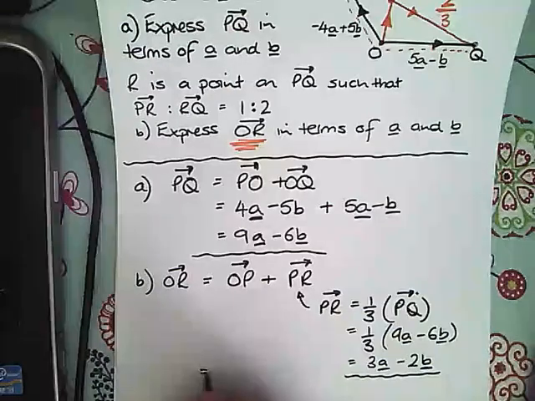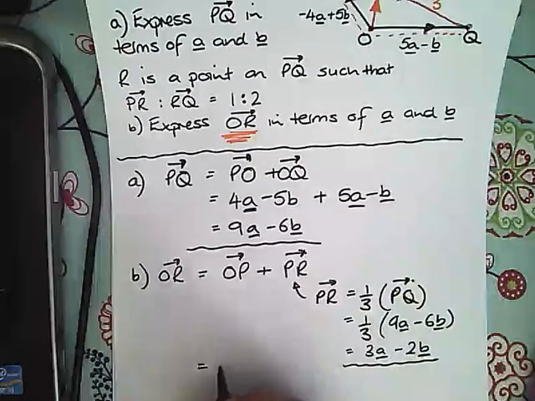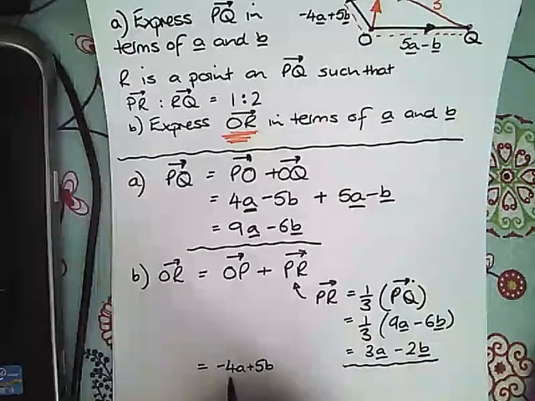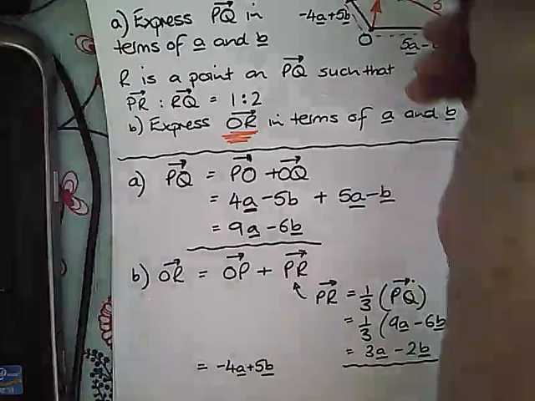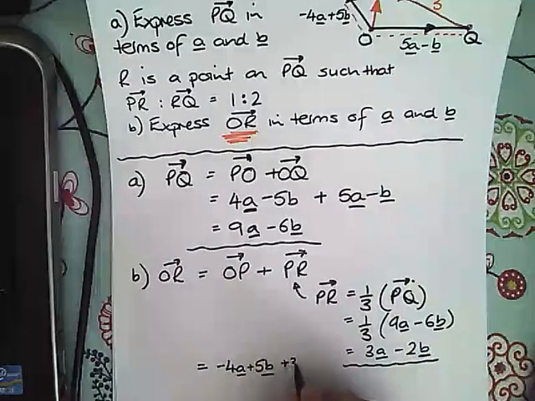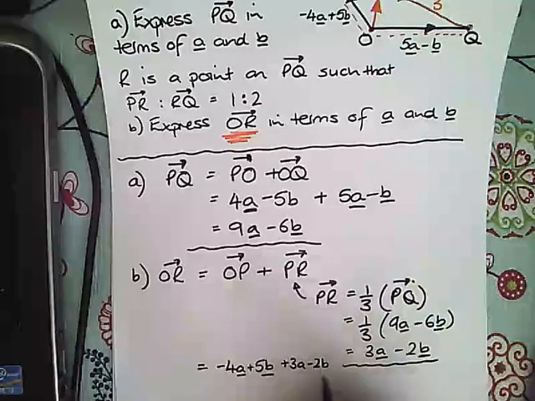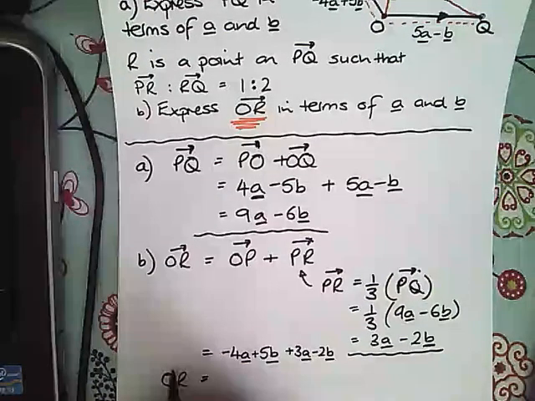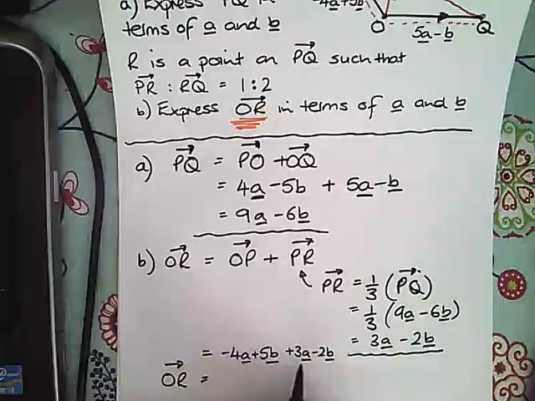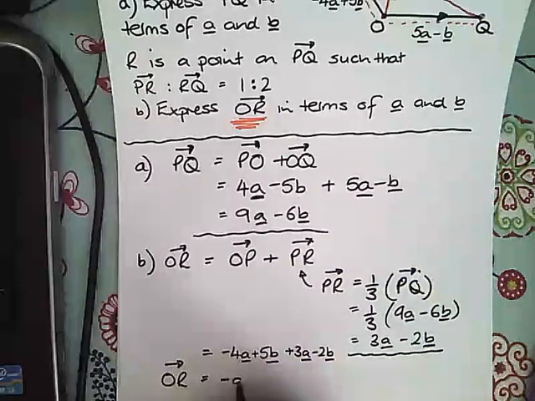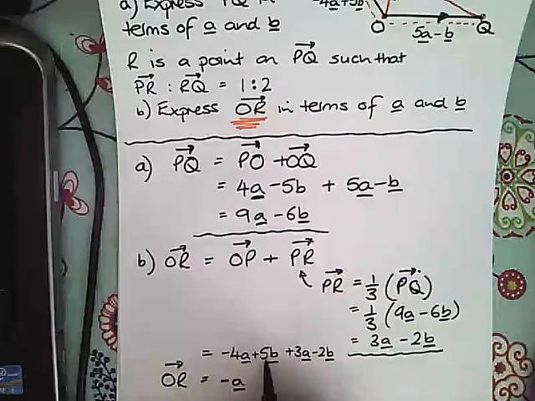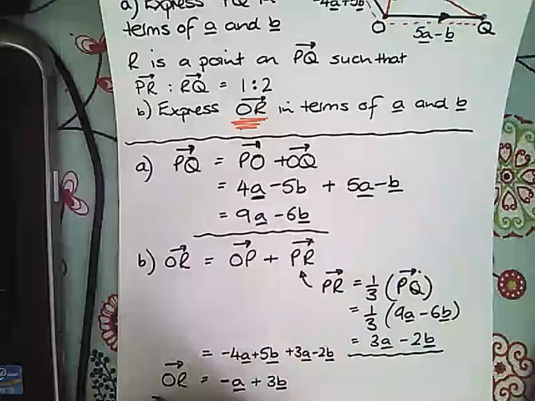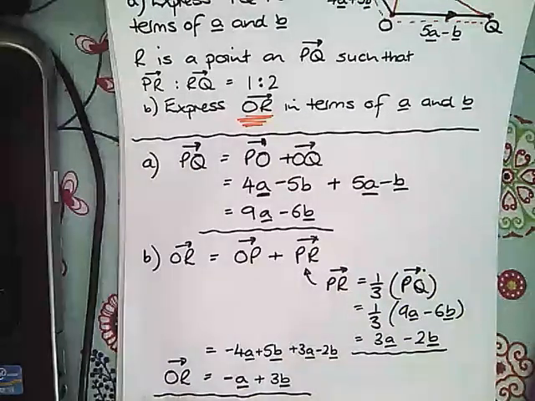So I can just rewrite the whole thing for OR is minus 4a plus 5b, and then add 3a minus 2b. Tidying all of that up for OR, minus 4a plus 3a is minus a, and 5b, take away 2b, is plus 3b. So that is the final answer for that part of the question.